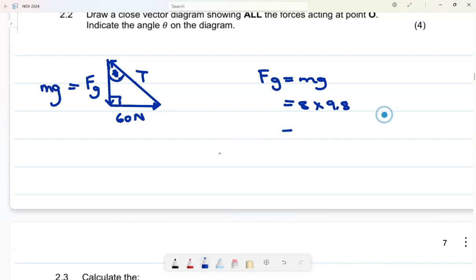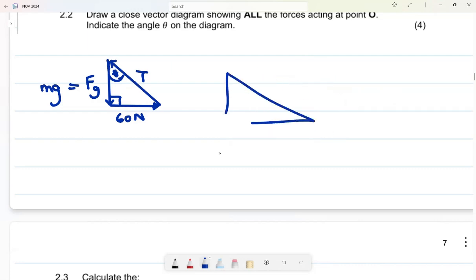Like that. Actually, you know what? I'll do this calculation all at once. Now, the tension is my hypotenuse. Okay, can you see if I'm having a right triangle here? A, B, C. Pythagoras says C squared is equal to A squared plus B squared.